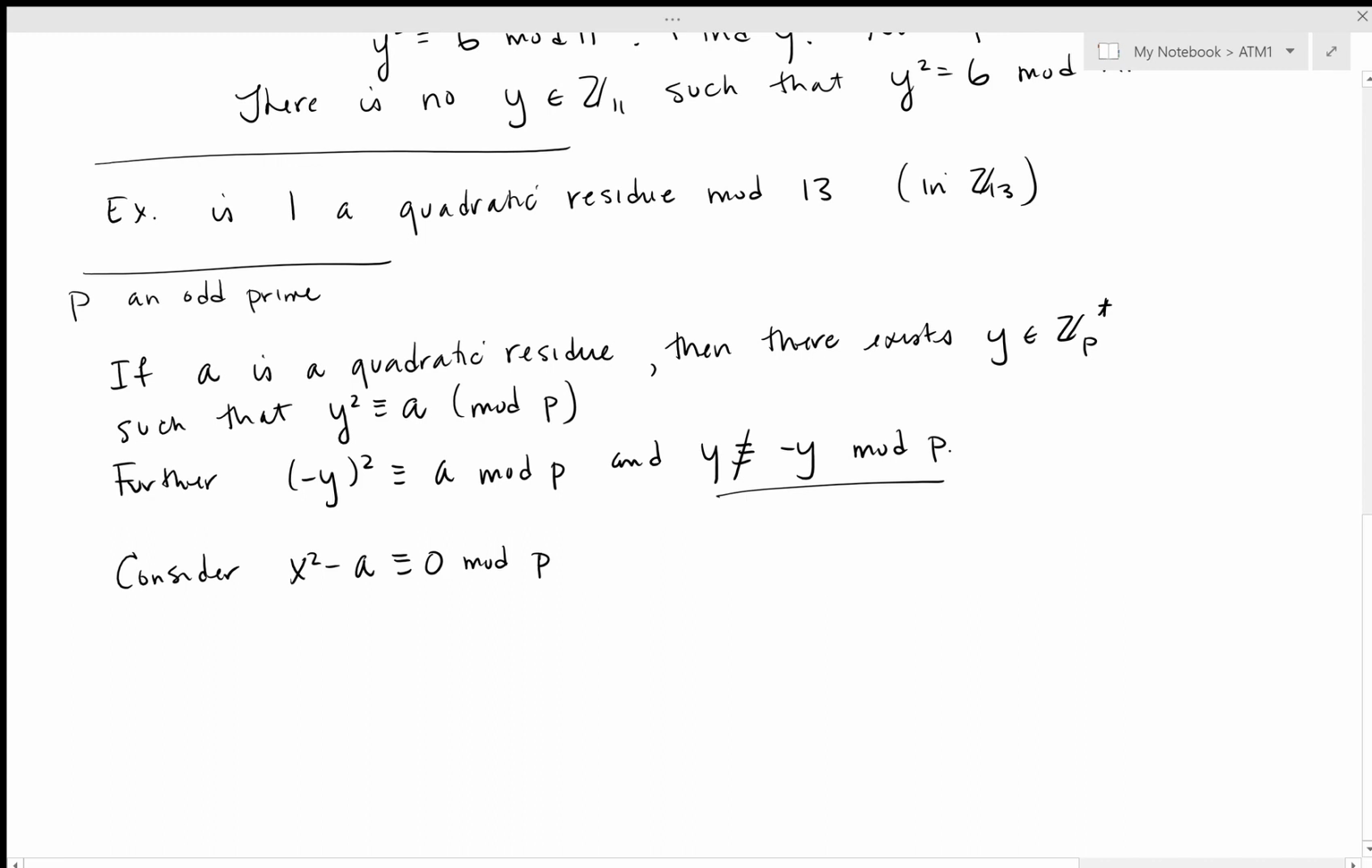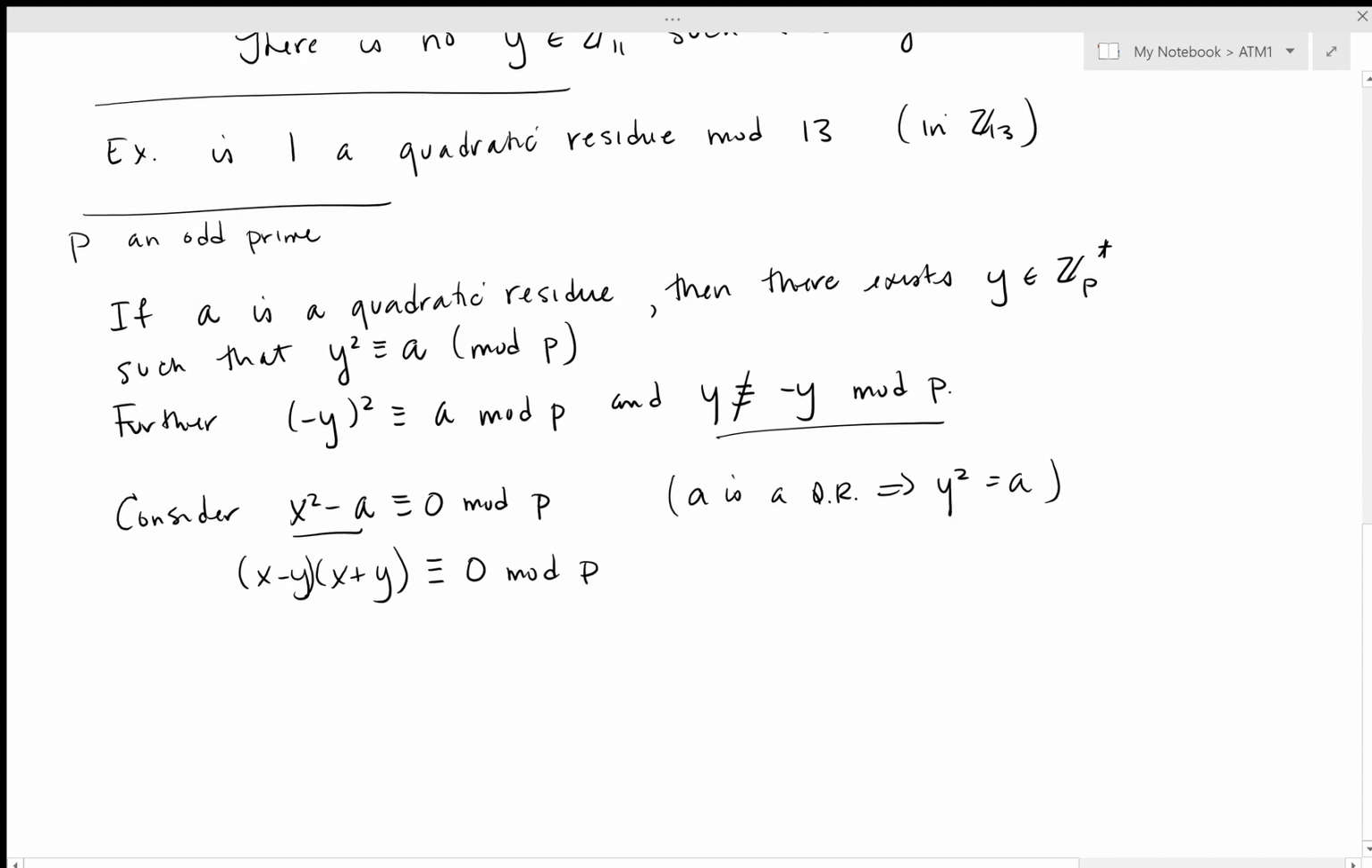Okay, that means, of course, this is just another way of writing: A is a quadratic residue, QR, implying that y squared is equal to A. I'll just move the A to the other side. Okay, so I'm going to factor this thing here. It's going to be x minus something times x plus something, and that will be congruent to 0 mod p. Okay, what does that mean?